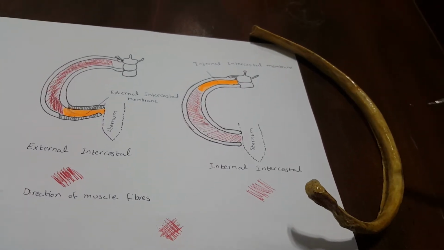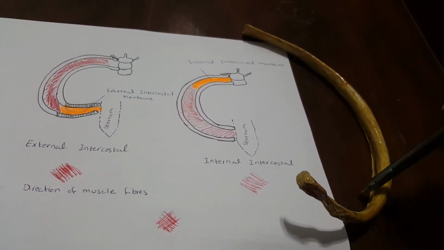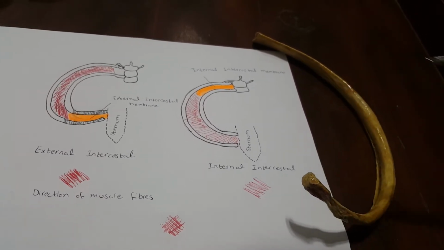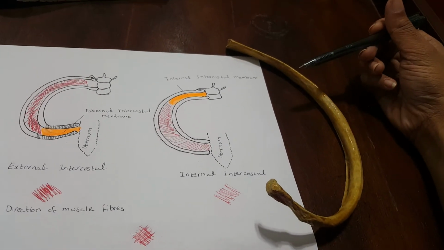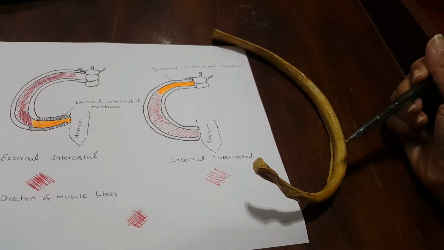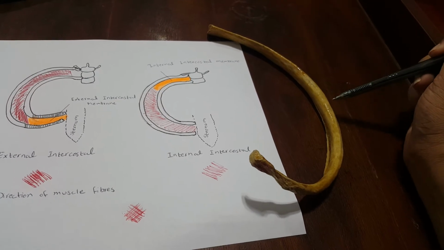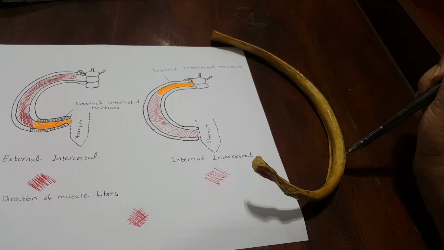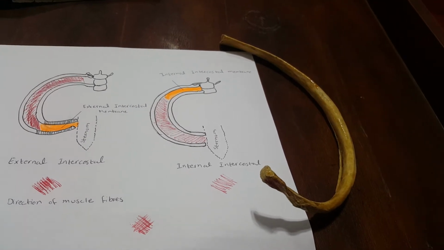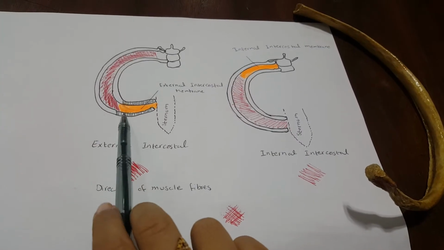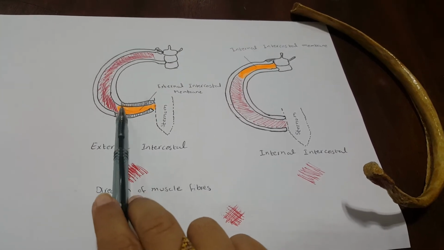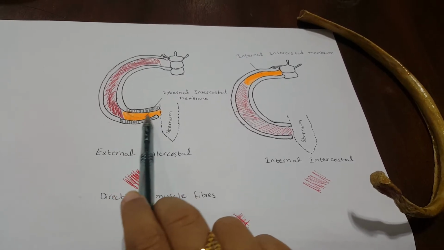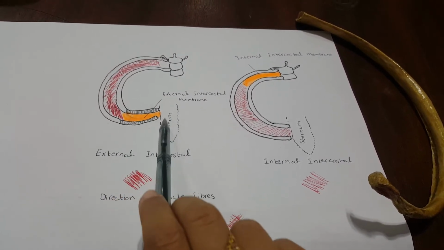So external intercostal muscle originates from the lower border of the rib above the space, and this muscle is inserted on the upper border of the rib below the space. Its outer lip. This is inner lip. This is outer lip of the upper border of the rib. External intercostal muscle beyond the costochondral junction extends in the form of external intercostal membrane, which is attached to the sternum.